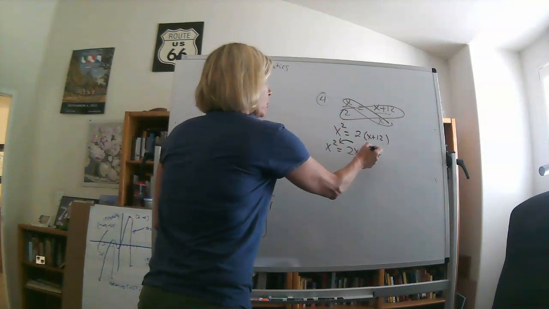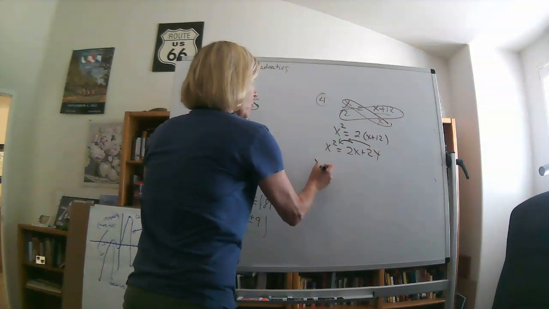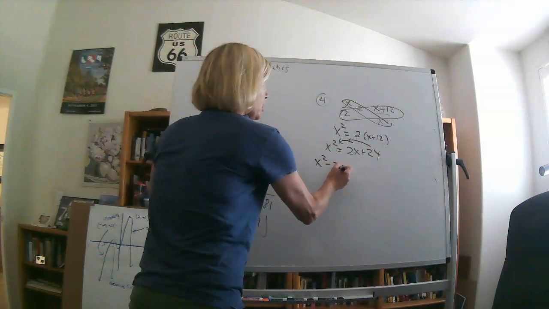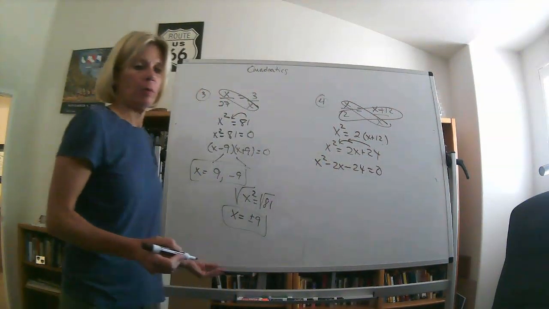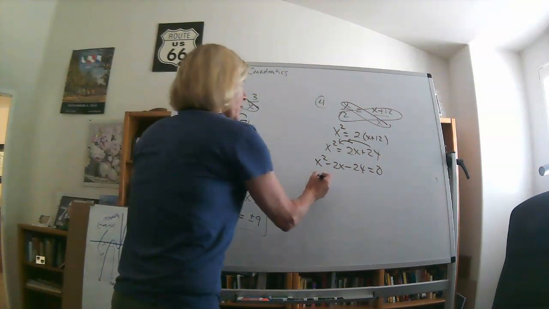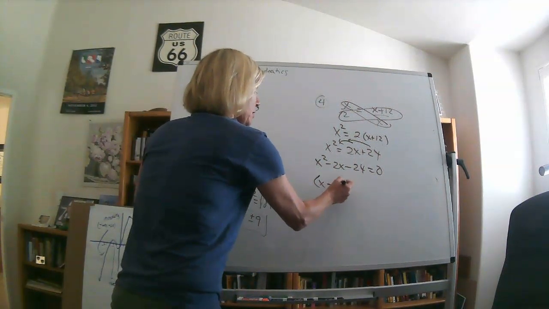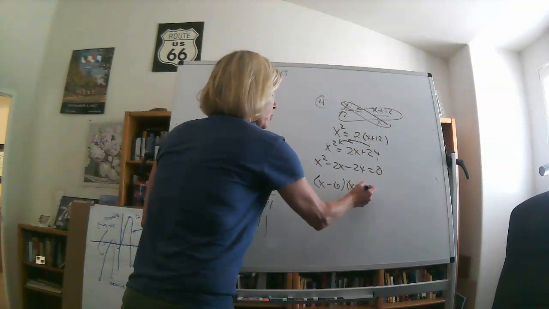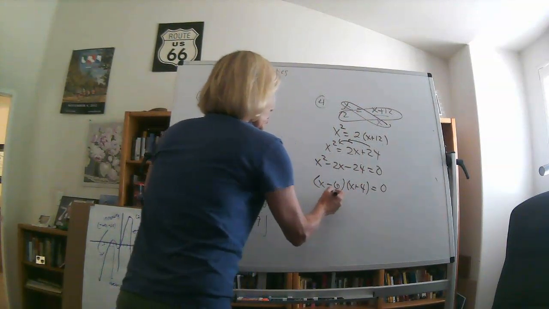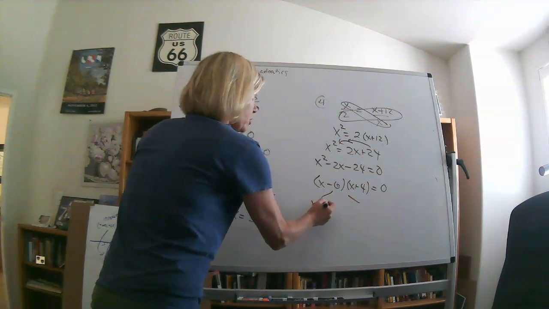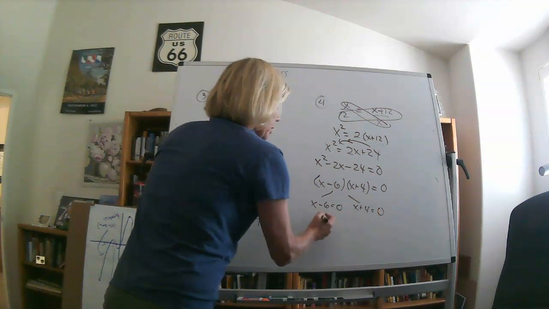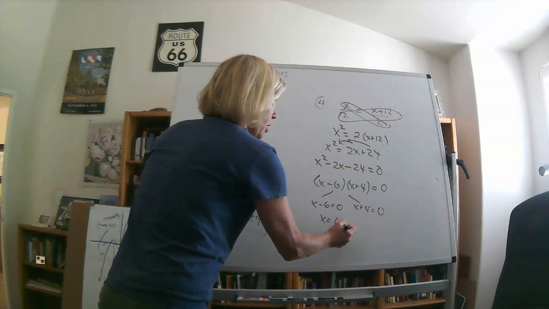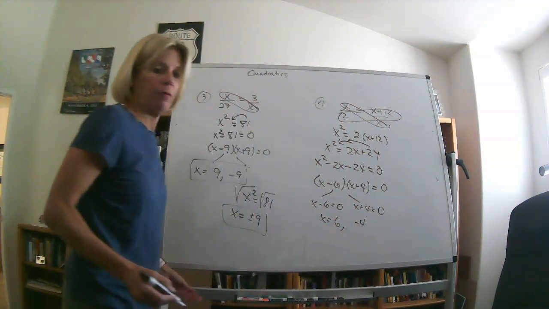So I'm going to bring over the 2x and the 24. I have x squared minus 2x minus 24 equals 0. I can factor this into x minus 6 and x plus 4 equal to 0. If I set each factor equal to 0, I get my two answers of positive 6 and negative 4.